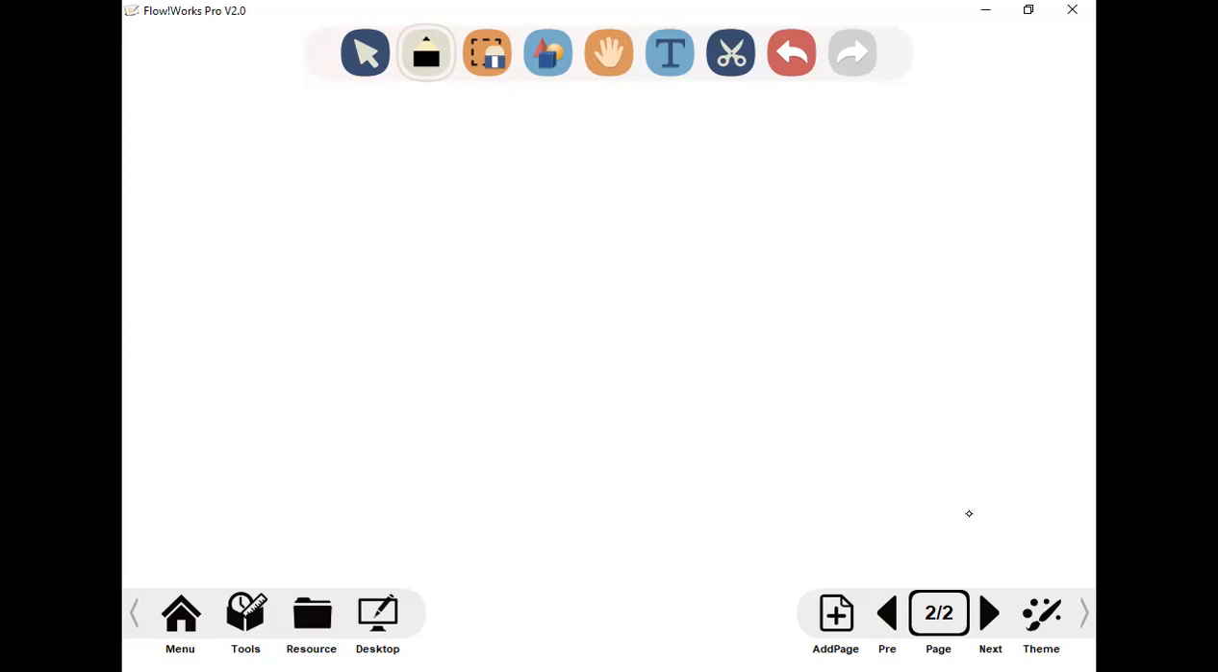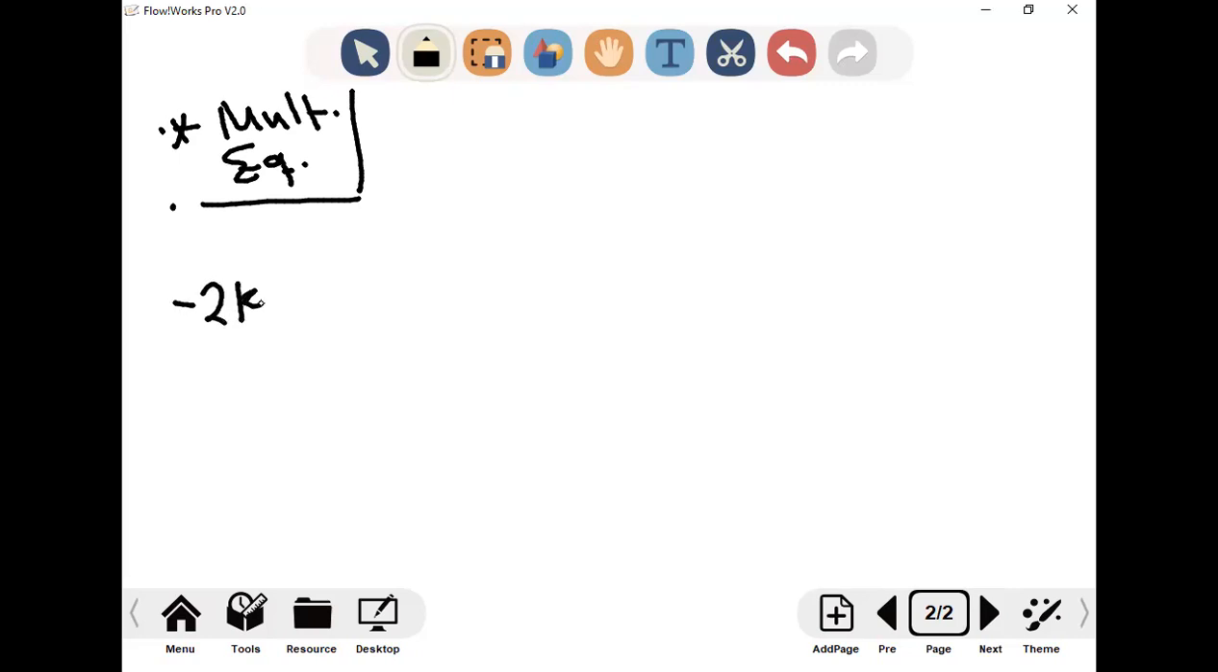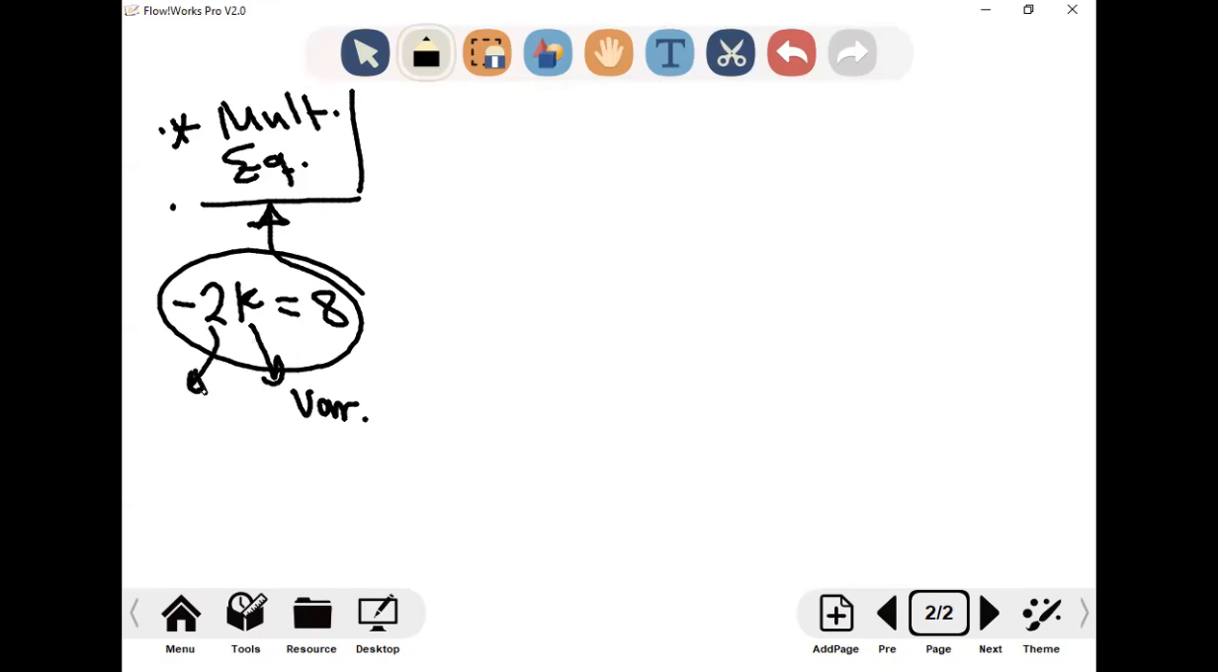Now focus on the board a bit. The third type is the multiplication equation. What's the meaning of a multiplication equation? It means a number multiplied by the variable, not added or subtracted with the variable. So a multiplication equation looks like this: negative 2k equals 8. What's between negative 2 and k? K is our variable. What do we call the negative 2?